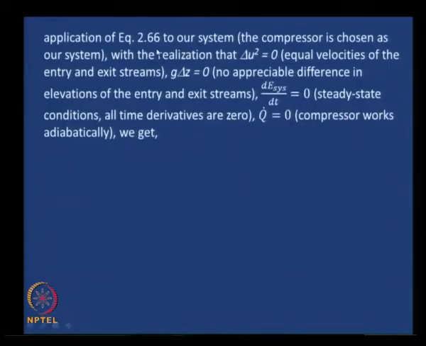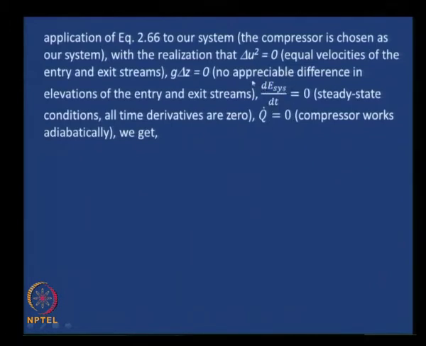If we apply equation 266 to a system, and the compressor is chosen as the system, we realize that delta u squared equals 0, because the condition given is equal velocity of entry and exit streams. If you recall the problem statement, it said that the pipes are sized such that there is no velocity difference between the inlet and outlet. Also g delta z equals 0, because zo equals zi, no appreciable difference in the elevations of the entry and exit streams. This was given, therefore we can take this term to be equal to 0, and since it is a steady state process, this term automatically goes to 0.